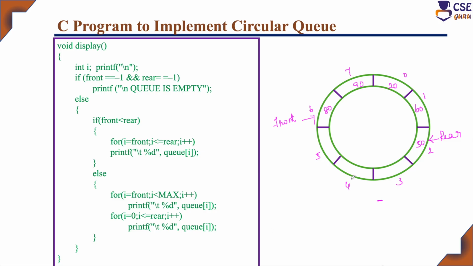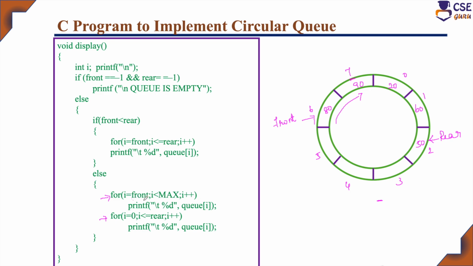queue condition, that is, we have already inserted the elements and rear has reached the maximum position. After that, we have reset rear to the 0th memory location, and from the 0th memory location we have placed the element. So in this case, how will we display the elements? Here we will use two for loop conditions. One for loop condition displays the elements from front to the maximum position. This is the maximum position.